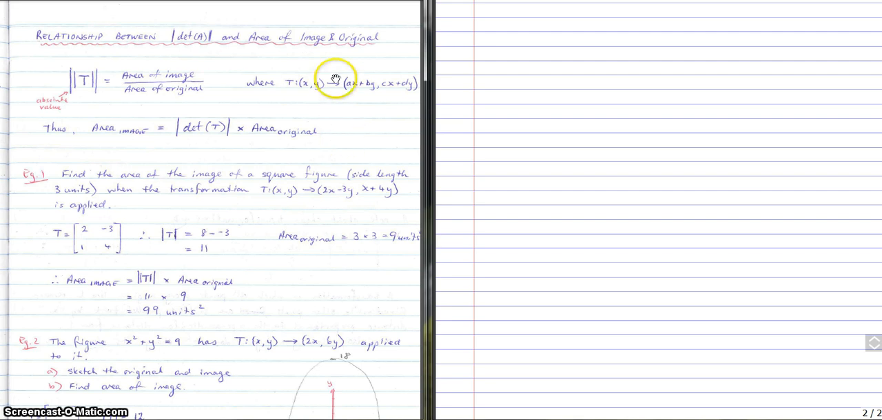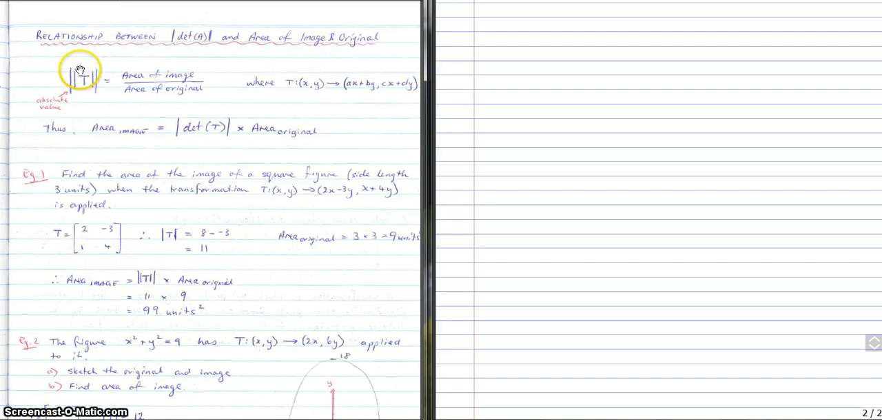So we have here a transformation T, and what we can say is that the absolute value of the determinant of T is equal to the area of the image over the area of the original. So there's a ratio between the image area and the original area, and that ratio is equal to the absolute value of the determinant of T.